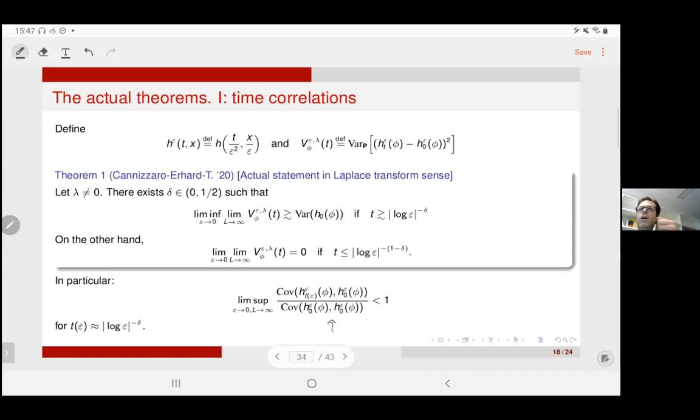So to see a limit process, and presumably there is one, you have to take times which are not diffusive, but logarithmically super diffusive.